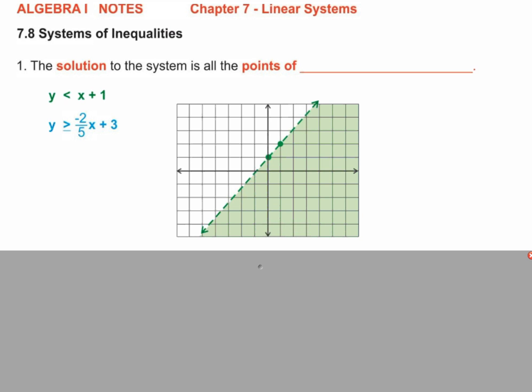Systems of inequalities. So we're at the end of the chapter on systems of linear equations. And the solution to a system of equations is the point of intersection, yes?